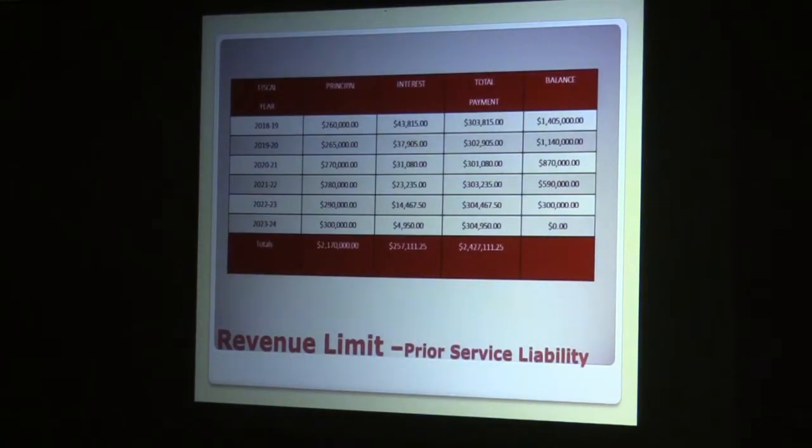One other thing within the revenue limit, we have this prior service, and I don't want to go into detail. It's on page 27 of the budget book. There's a whole discussion about it. Essentially, it's obligations that were due to WRS. That's under the revenue limit. We've got a couple years to go. Once that has been paid off, we'll have an additional $300,000 to spend under the revenue limit.